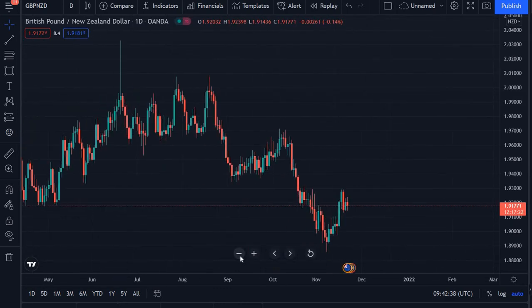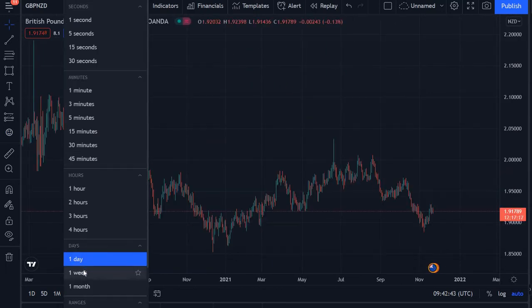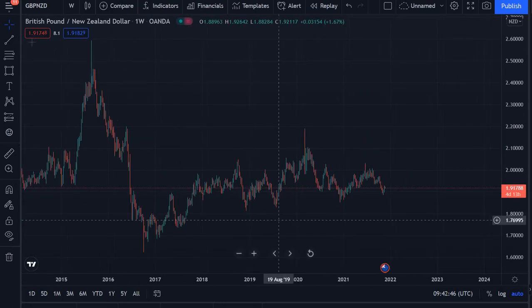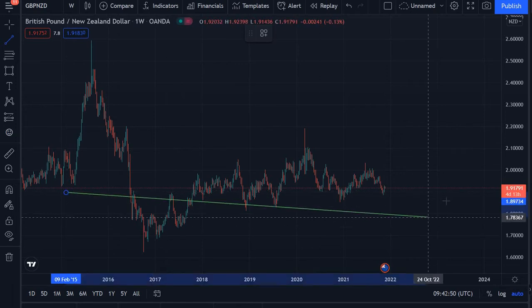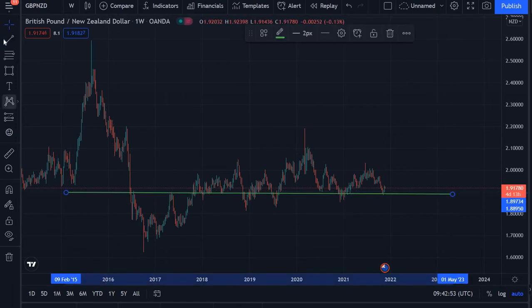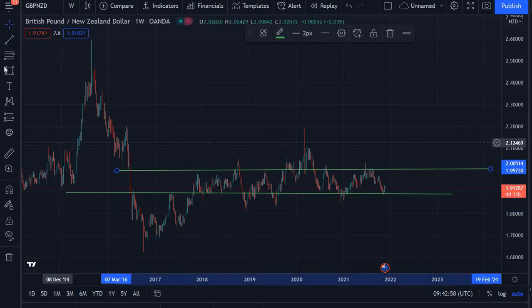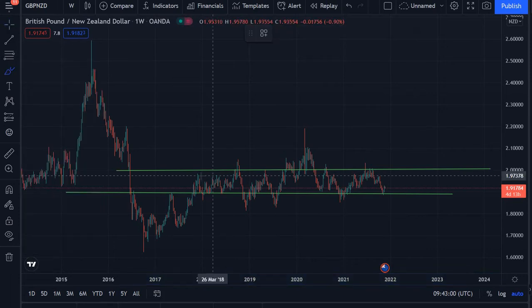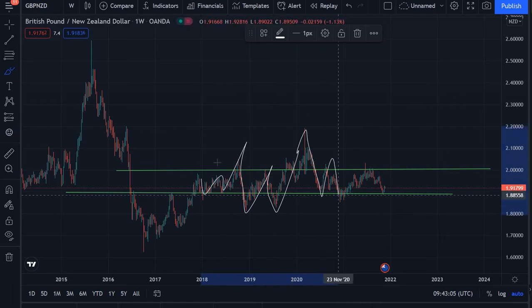Here in front of me is the British pound and the New Zealand dollar. And quickly, if we check the weekly and draw some support and resistance lines, we are basically going back and forth here with a couple of breakouts to the up and down side, but in general we have been going sideways for the past couple of years.